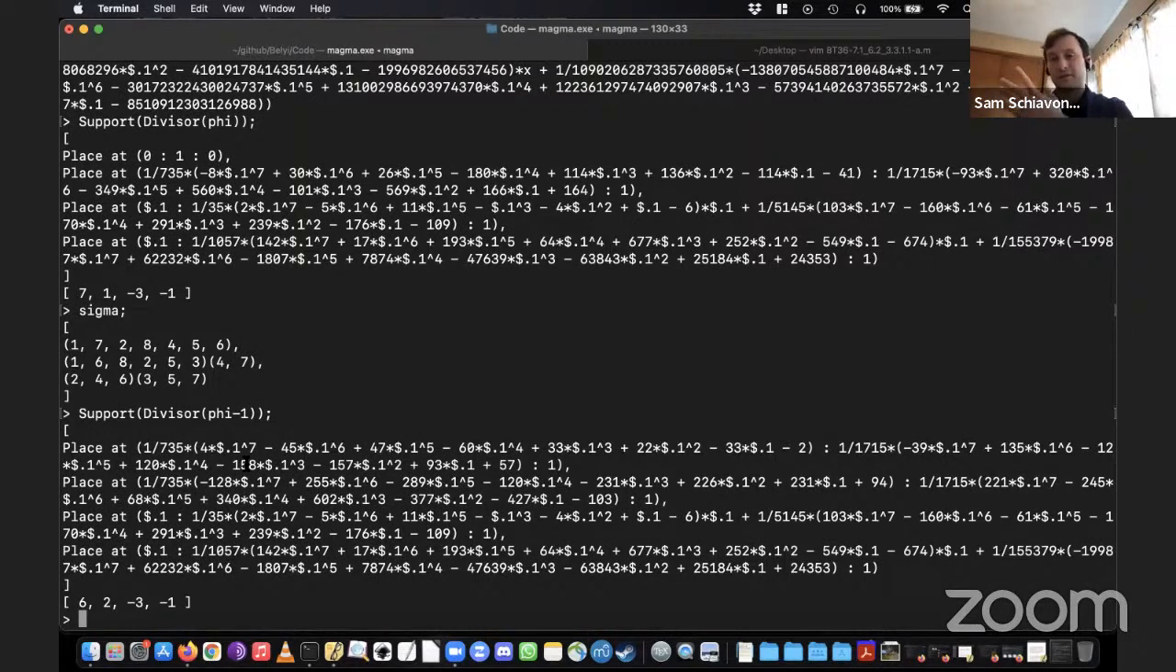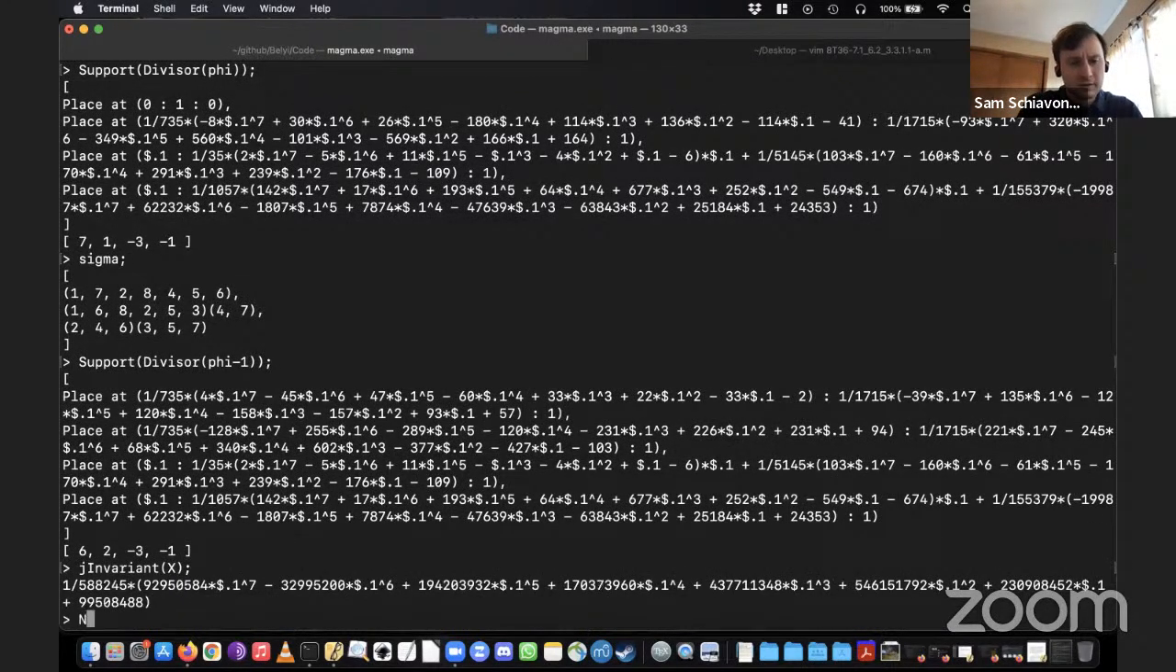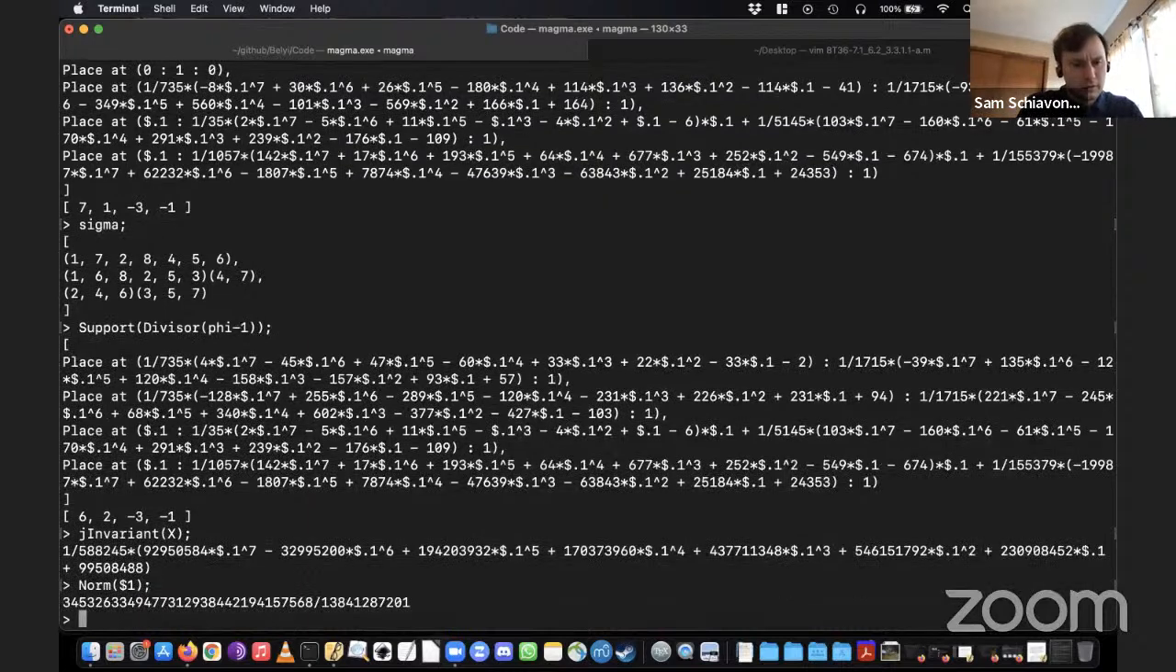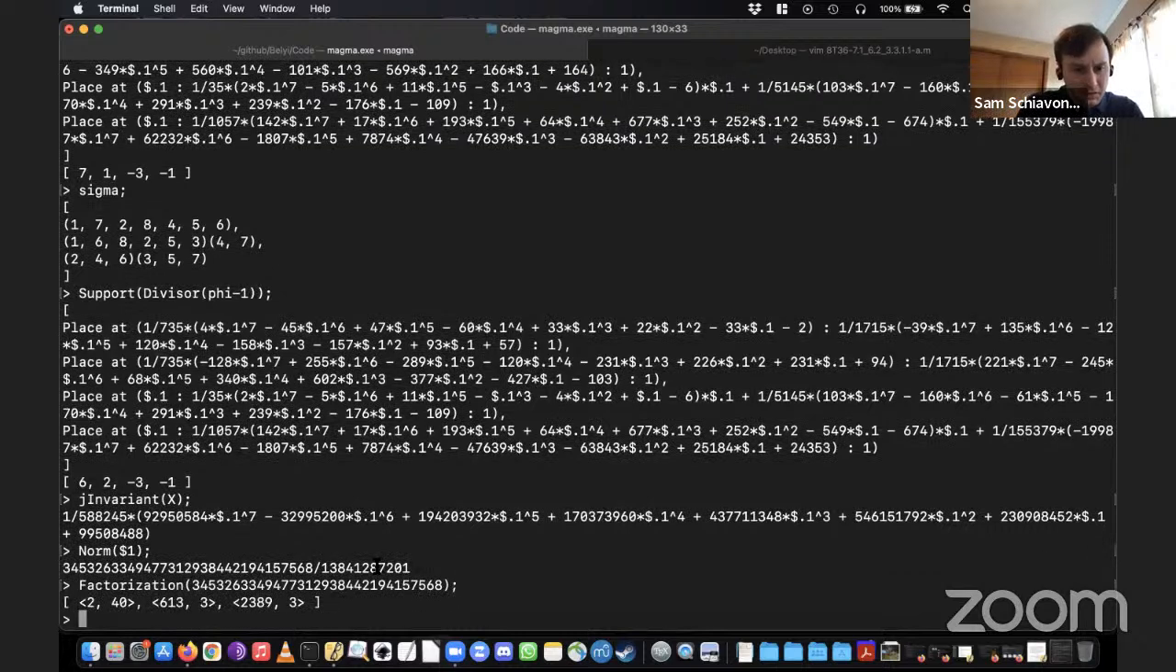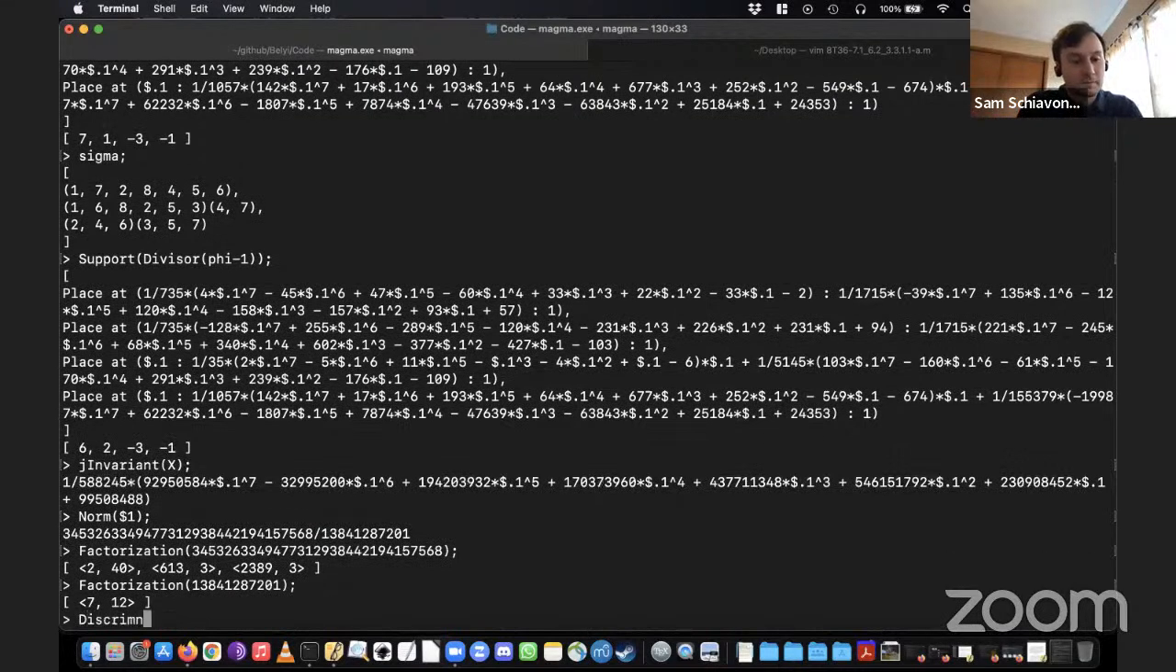I'm not going to do the homotopy continuation thing because I don't want to have to open up Sage, but it would be a remarkable coincidence if this was not right, right? We can also look at, for instance, the j-invariant of our elliptic curve X and take the norm of it. Let's factor this. You can see it has mostly small primes. Maybe the discriminant would be a better thing to do.